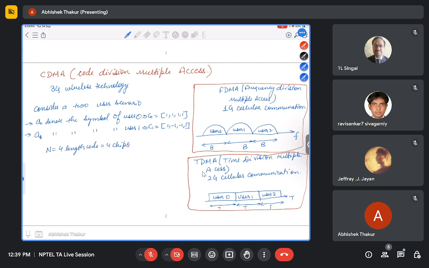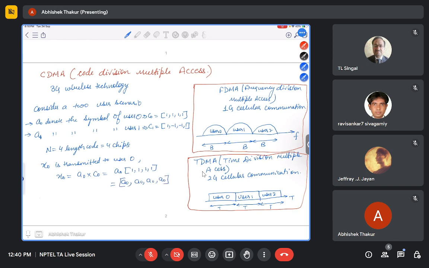Now the transmitted signal x naught of user 0 is given by multiplying the code C naught with the symbol A naught. Let's suppose x naught is transmitted to user 0. So x naught will be A naught into C naught. So we will get x naught as A naught, A naught, A naught, A naught.